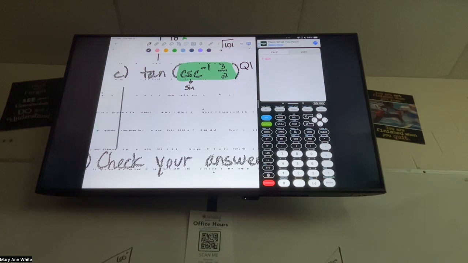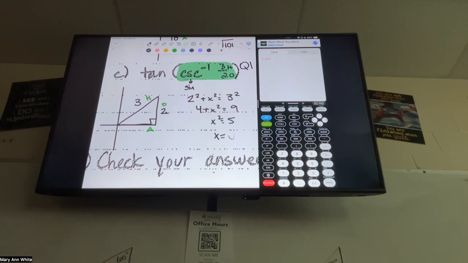What's my opposite? What's my adjacent? What's my hypotenuse? What do we have? H over, oh, very good. Alea even flipped it for us. So we're in quadrant one. H is three, O is two. I do not know my A. Can you find your A? Yeah, go ahead and find your A. You guys get the same answer as me?